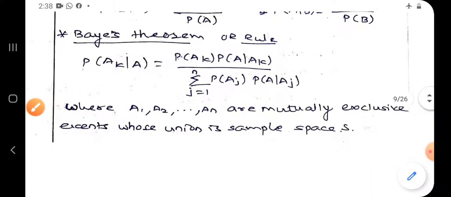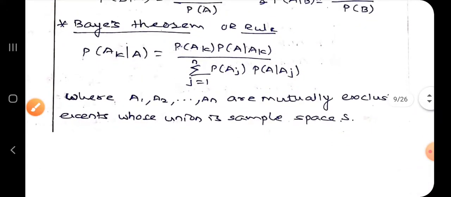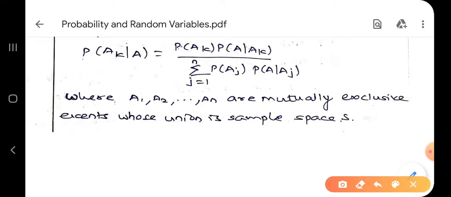In a simple way, we can write this for two events so that you will get the concept here. In general, we don't require it. We require 1, 2, 3. So I just write down for two events.